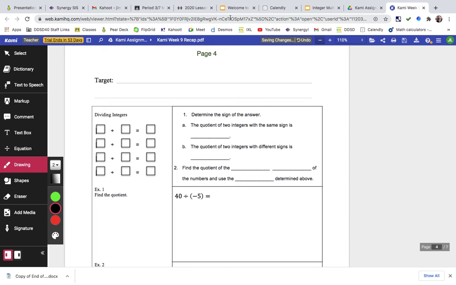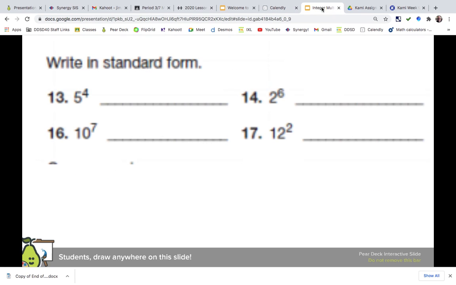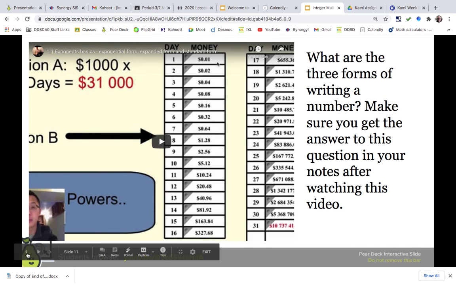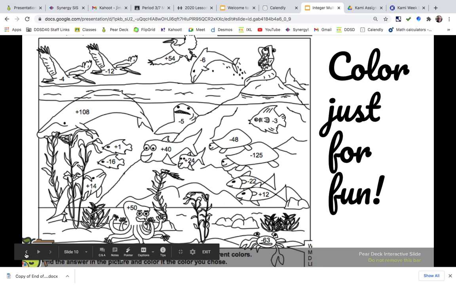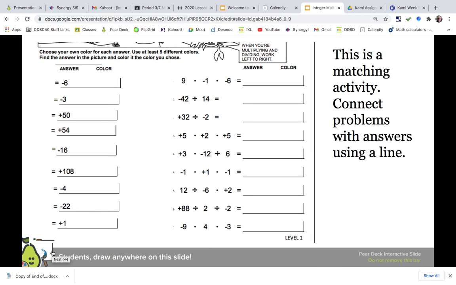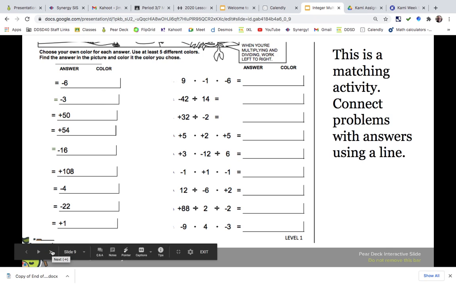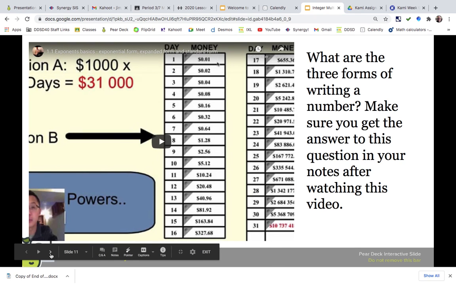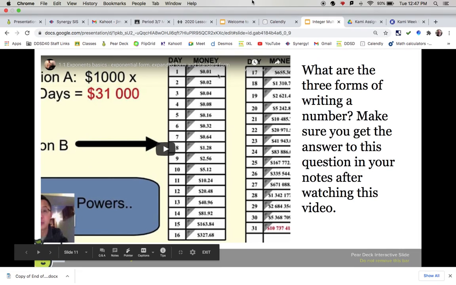Last thing I want to do is just go to this presentation and just make sure that you understand, even though this says this is due, we're not going to finish this up until tomorrow. So this is as far as we got if you in the Pear Deck. And if you want to color just for fun, you can. And then tomorrow we will be watching this video on exponents. So that is a recap for Tuesday, November 17th.